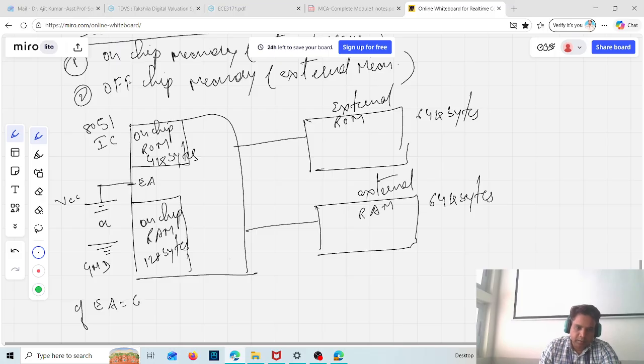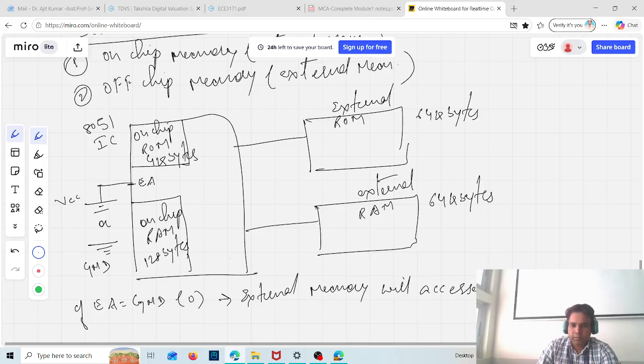So remember that if EA is connected to ground, that is actually called binary zero. In that case, external memory will be accessed by the microcontroller. And if the EA pin is connected to VCC, that is, you can say binary one, then internal memory will be accessed by the microcontroller. So you have to remember this.